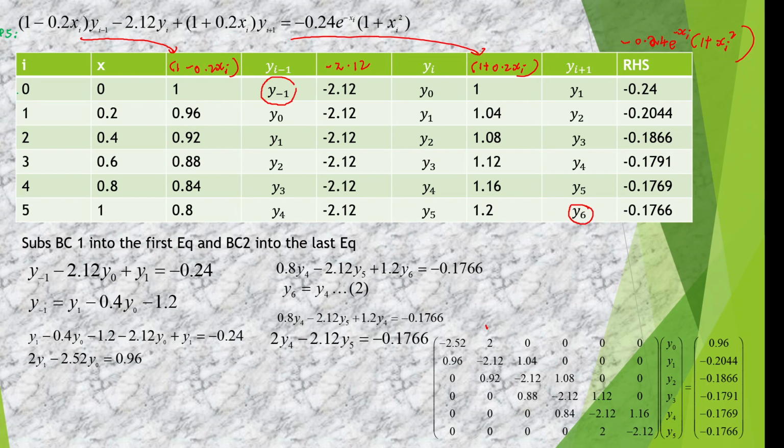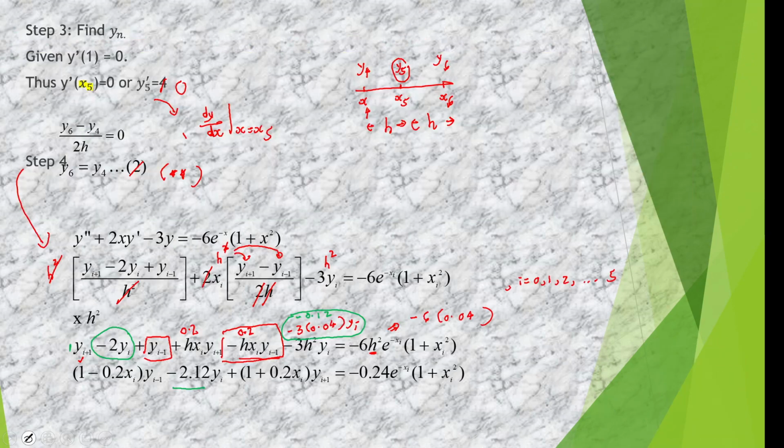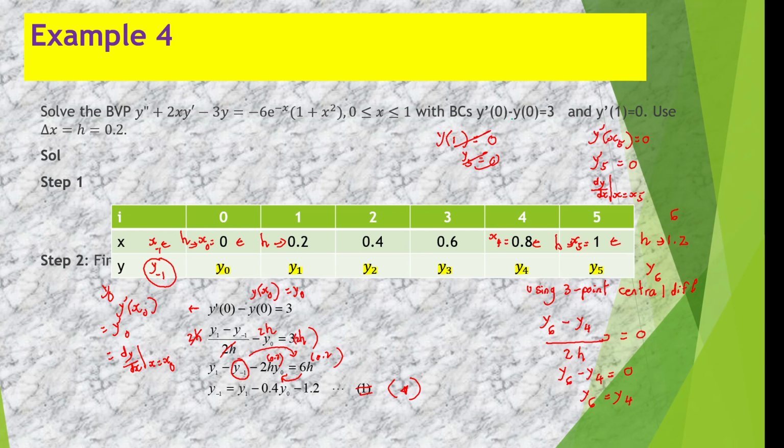When you plug in i equal to 0 into yi minus 1, the first term that you obtain is y negative 1. That's why in step 2, the first boundary condition, you need to express y negative 1 in order to eliminate y negative 1, which is extra, because what you need to solve is y naught up to y5. So you refer back to step 2. When you plug y naught into the first boundary condition, you will see the term y negative 1. This term needs to be eliminated, so you need to express y negative 1. So this is a star equation.